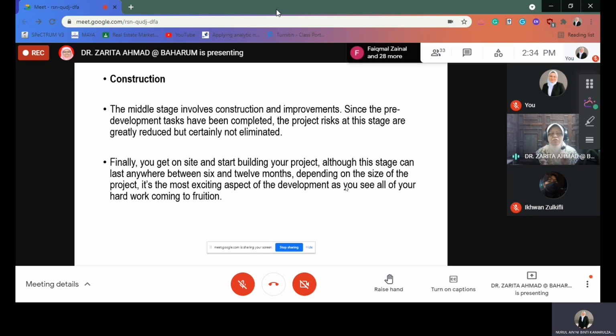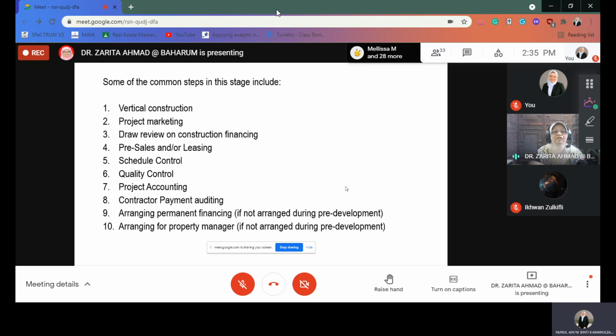So that is why you will be able to see some of the developments outside in real life. Sometimes they actually do their development 24 hours a day, just to ensure that they are not behind time. They want to ensure that things will get done accordingly. So that's how critical timing is, the critical part that will influence your profit. Okay, construction. What's involved here?